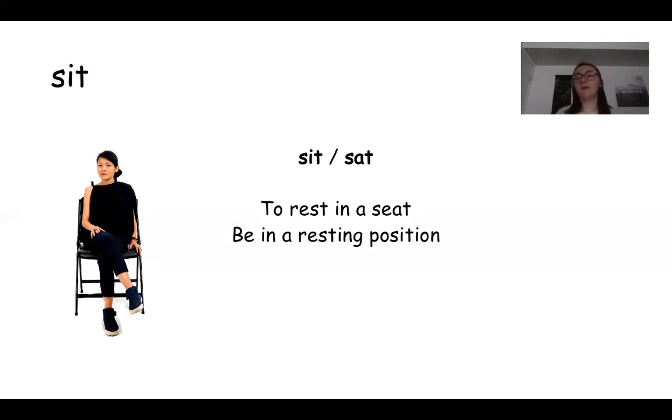But when you lie down, it means that your body's flat. But when you sit, it means that the top half of your body is upright. It means that it's up and not laying down. So you sit on the couch, you sit on a chair, you sit on the bed, you sit on the ground, on a step. So sit is just when you rest in a seat, when you're resting on something level, and your body is upright. So you're not laying down on your side, but you're sitting upright.